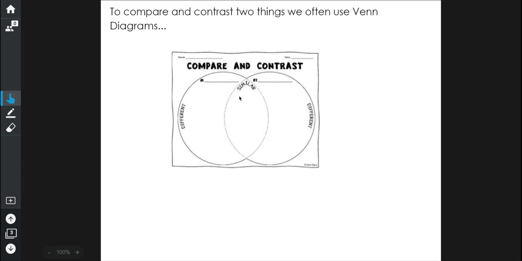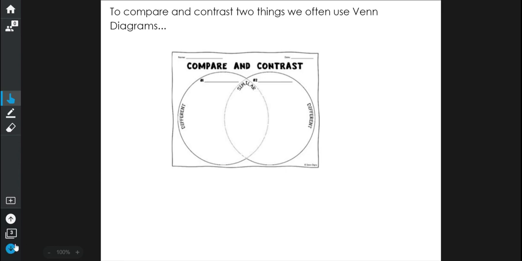So if we're talking about the fox and the owl, we could say they both have two eyes or they both have two feet. Oh no, a fox has four. Let's see. They both have ears. So whatever makes them similar, you'd put in this middle one. And then what makes them different, you put in these outside ones.